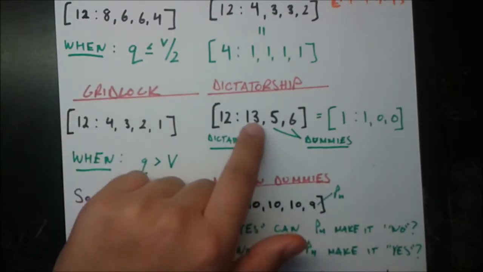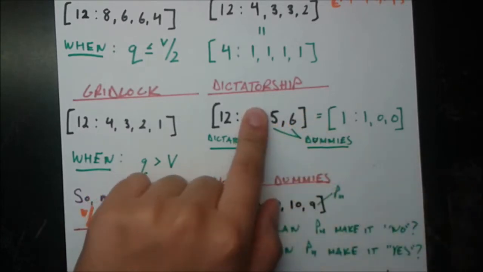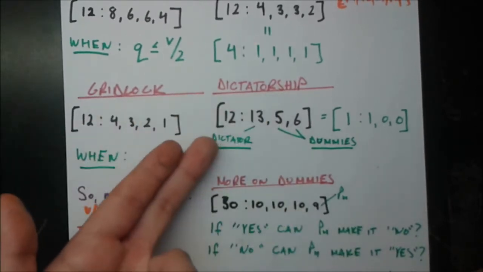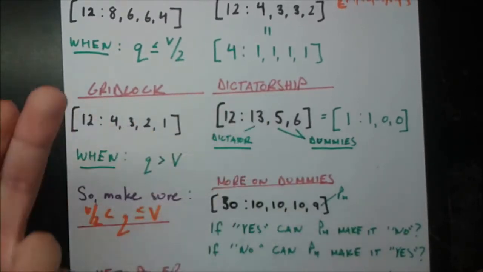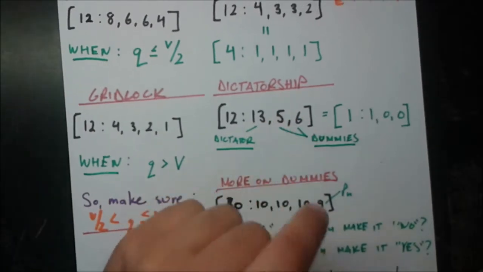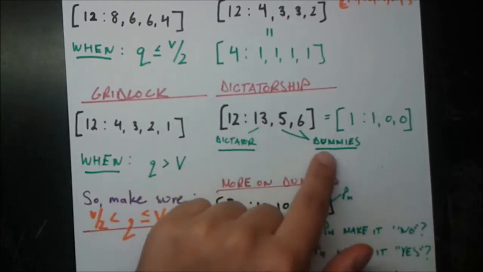Now, what if he says no? If he says no, then if these other 2 people say yes, that's 6 and 5, which is 11, which is not enough to get this to pass. For that reason, this person is a dictator, because he completely controls the vote. These people have no power whatsoever. Whether they say yes or no, the actual decision is controlled by this person, the dictator. And for that reason, these people are called dummies.